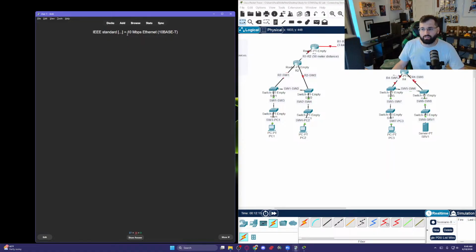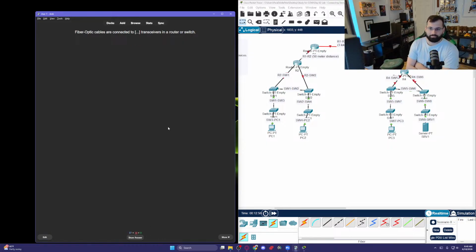IEEE standard blank is 10 megabits. This is 802.3i. Yes. Okay. IEEE standard for 100 megabit Ethernet. I get this one confused with this one in the 1,000. I think it's B. Now it's U. In a Fast Ethernet connection, a PC receives data on which pins? It's going to be 3 and 6. Yes. Because everything's 3 and 6 except for the switch.